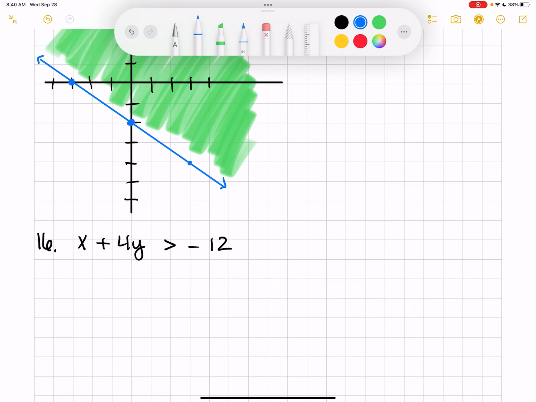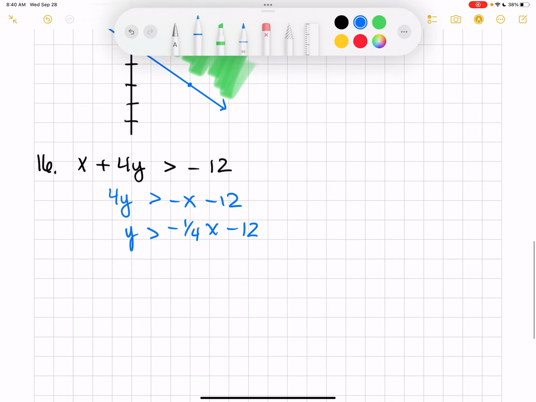So to move this stuff over, I'm going to move x over, so I have 4y is greater than negative x minus 12, and then divide by 4, y is greater than negative 1/4 x minus 12. And just something to note really quick, if that had been minus 4y, don't forget that when you do that, you would need to flip the sign on your inequality, but we don't need to do that because we were just dividing by a positive number.